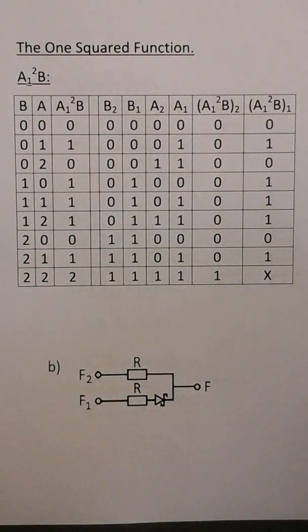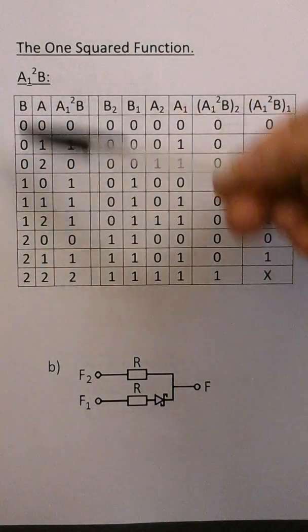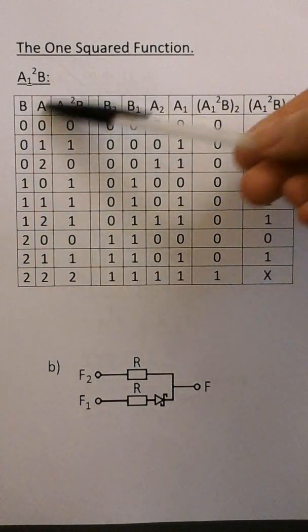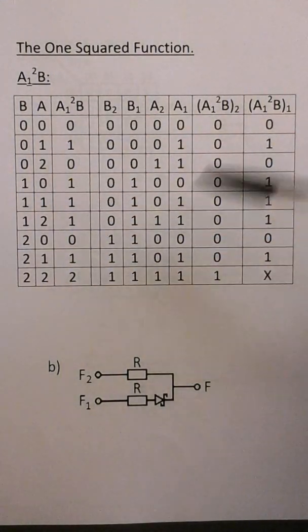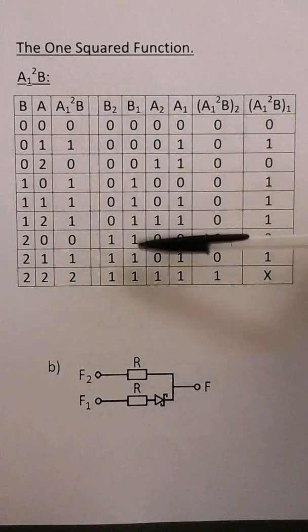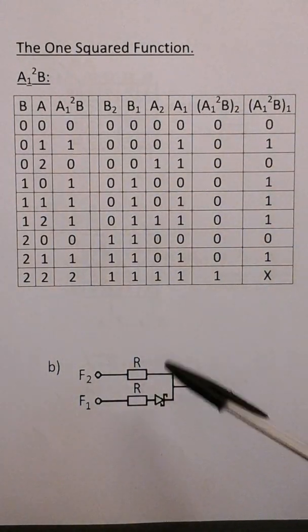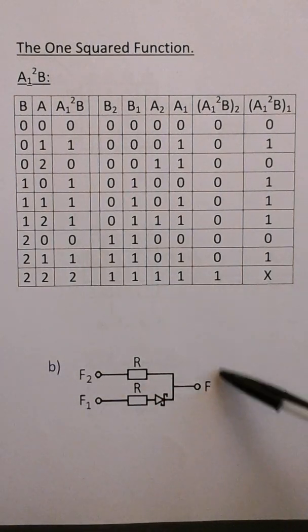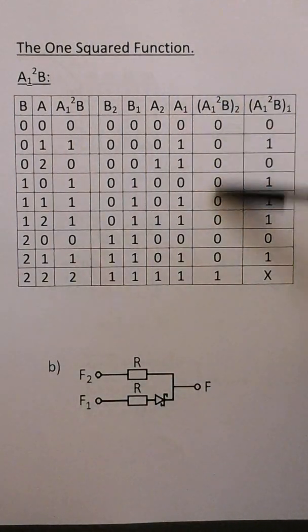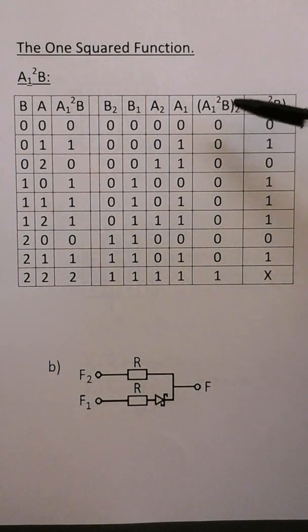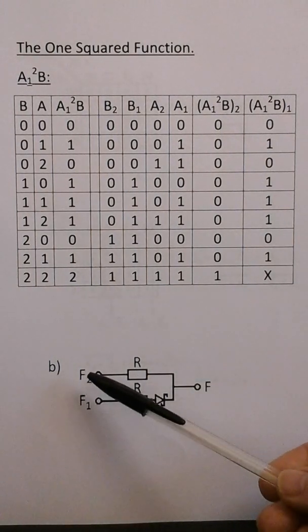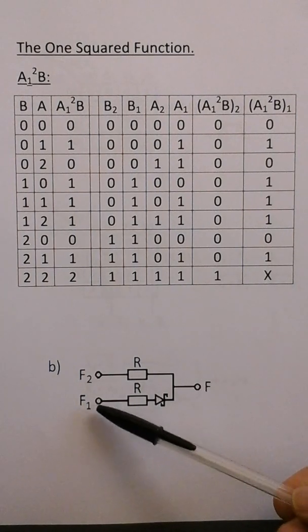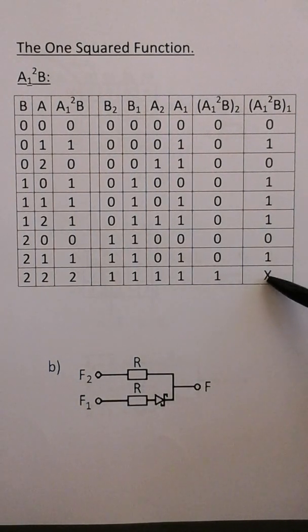Here we have the 1 squared function. Again, our ternary inputs A and B, and A1 squared B output. Ternary output here, A1 and A2, B1 and B2 as before for A and B. I'm using diode resistor output networks B for the coding of these functions A1 squared B2 and A1 squared B1. So here again, if F2 is a 1, F1 can either be a 0 or a 1, so this is denoted here by an X.